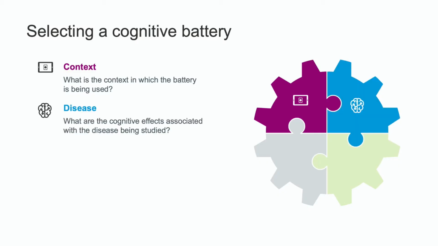Secondly, the disease. What are the cognitive effects associated with the disease being studied, and are they known? Are there previous studies that have used either computerized or pencil and paper tests where certain cognitive effects have been documented? This can give us clues in terms of the ideal cognitive domains that we might want to incorporate into a cognitive test battery.